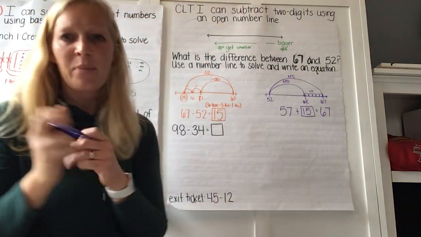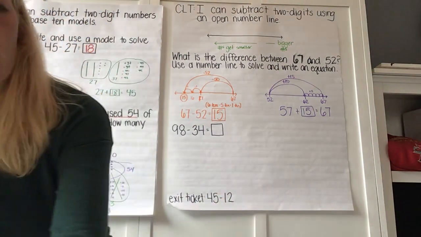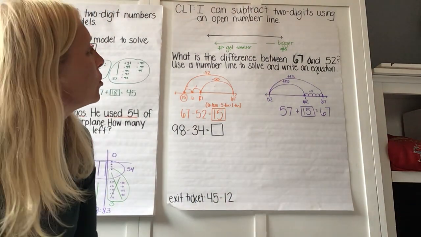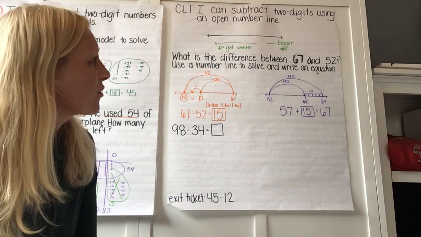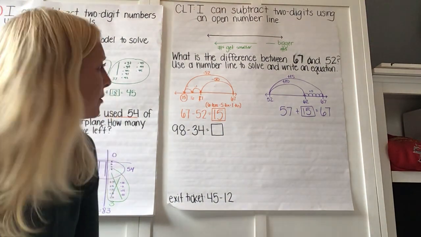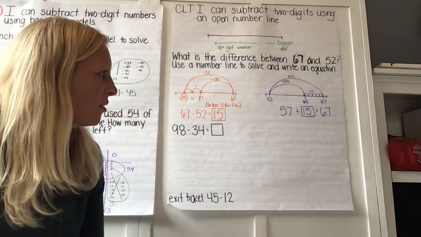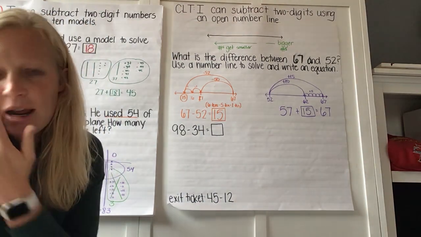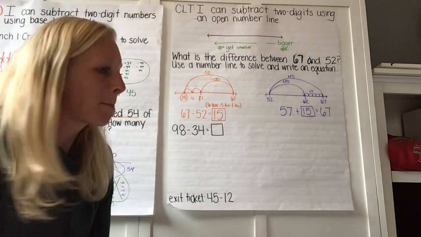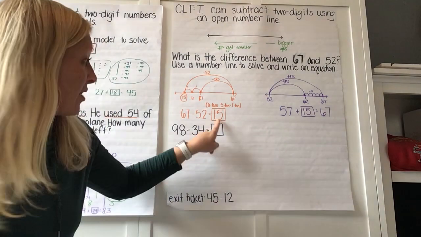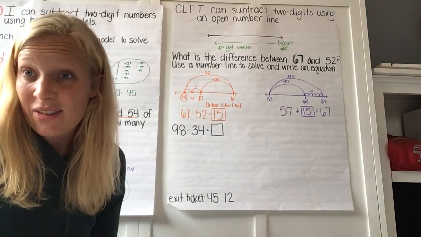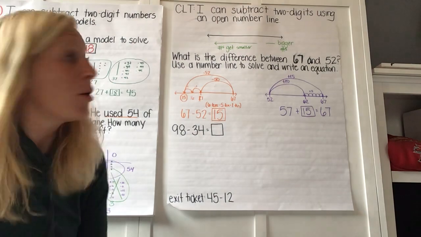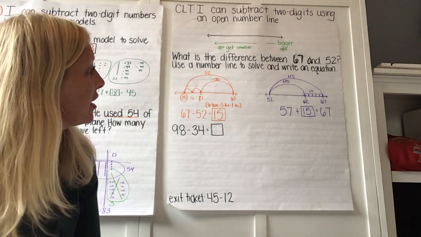All right, friends, take a peek at those two ways of using a number line to subtract or find the difference between these two numbers. What do you notice about these two number lines? How are they the same? And how are they different? They both came up with 15 as the unknown, didn't they? Okay, so they're both going to say that the difference is 15.